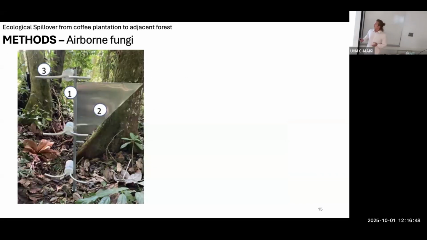And so for airborne fungi, on the other hand, essentially we left these out just to passively collect fungi in the air for 4 months. We'd go out to each site once a month and replace the tube, or the sort of bottle, I should say, and we bring that back.